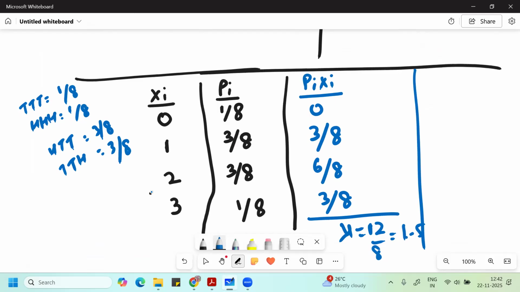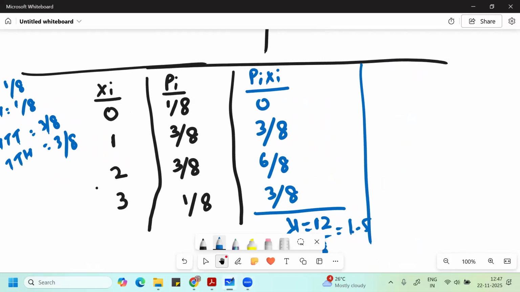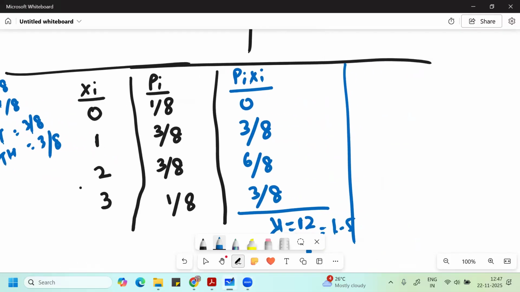So your mean value would be 1.5. One minute. So this will give us the mean value. Now for finding the variance, I have to find pi into xi square.